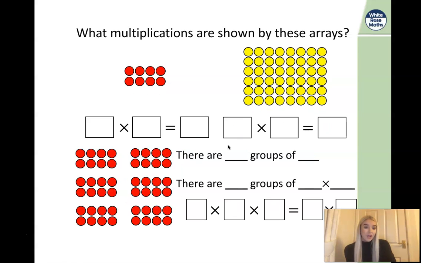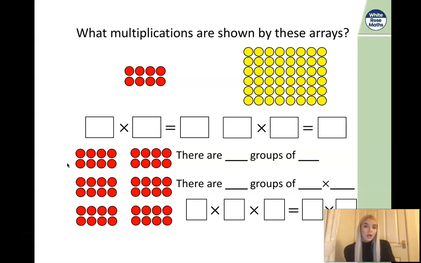I would like you to have a go at filling in the missing numbers for this one. First work out the red array, then the yellow one, and then fill this bit out, exactly like we did with the last one. Can you pause the video, have a go, and resume when you've done that, please? Off you go.